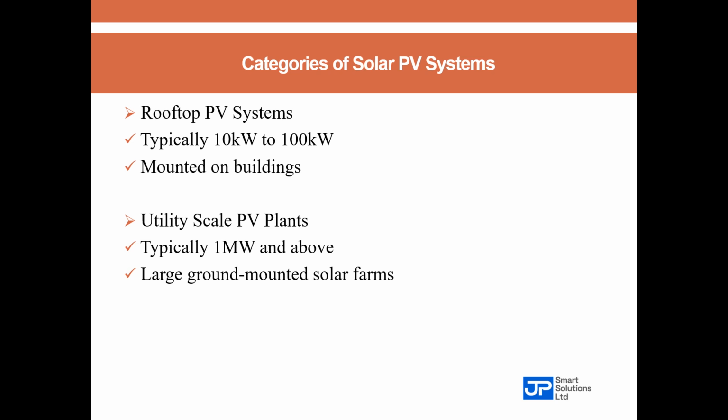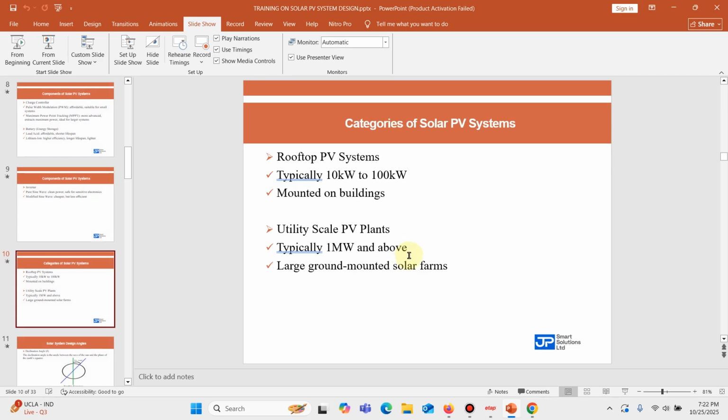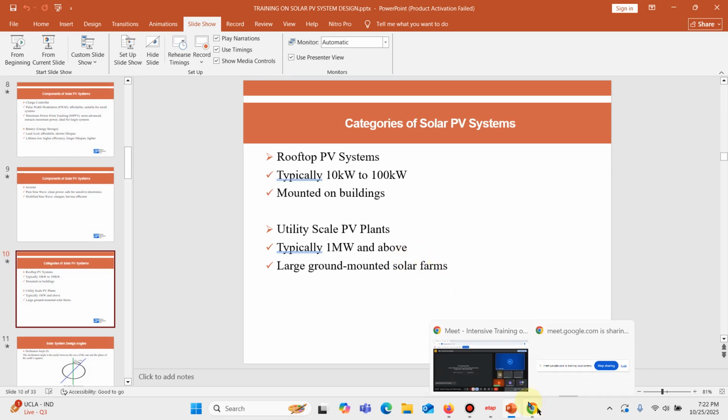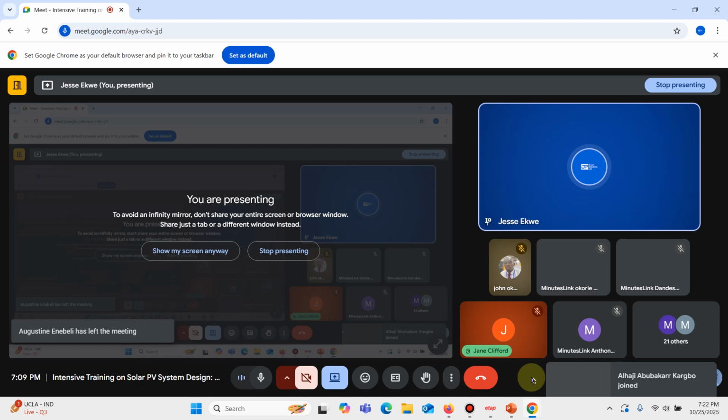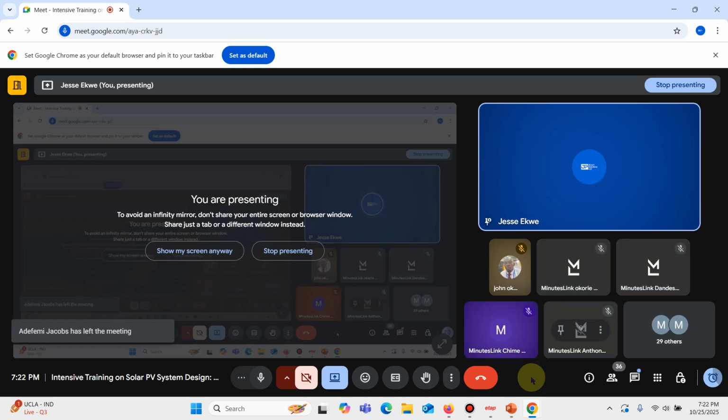Any questions so far? We are about to move into the solar system design angles. So we can take questions on this before we go into that. Any questions so far? Okay. In the absence of questions, we can proceed.